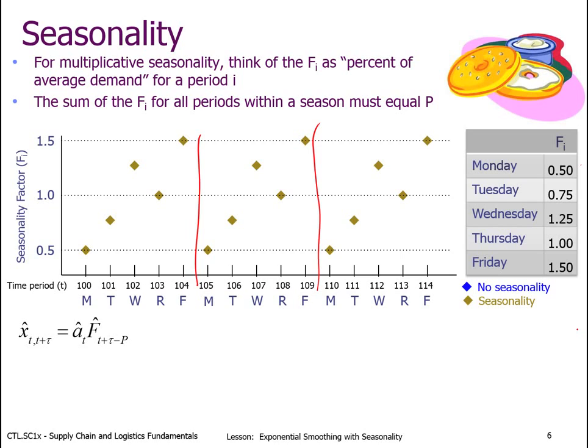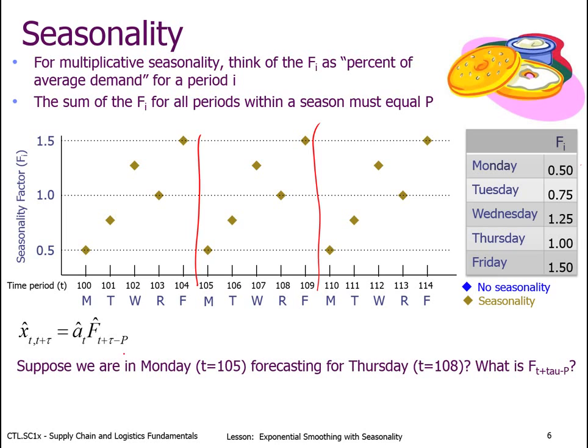So remember, our forecasting model is this x hat t comma t plus tau, predicting from today for tau days in the future, and that equals the estimated level today multiplied by the most relevant seasonality factor. So what does that mean? That f hat t plus tau minus p always confuses people. So let's do an example. Suppose we're sitting in Monday, time period 105, and I want to forecast for Thursday, t108.